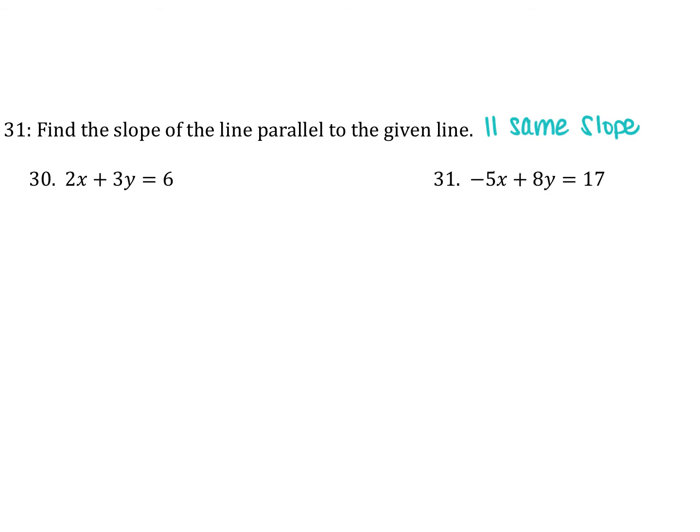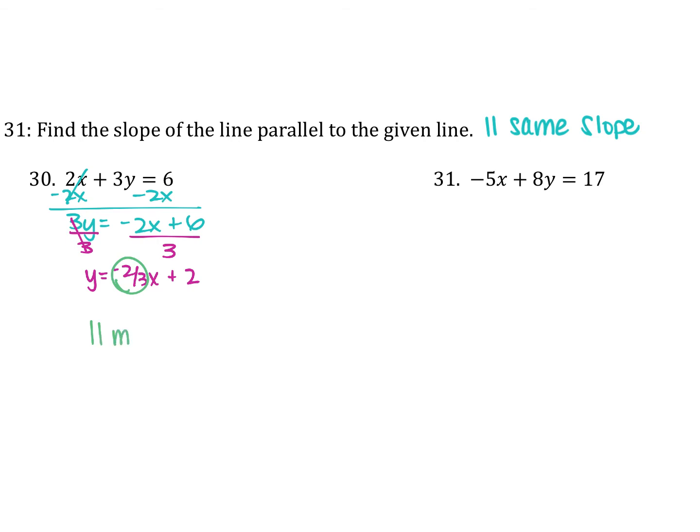For 30, you're given 2x plus 3y is equal to 6. You are going to start by subtracting that 2x from both sides. So that's 3y is equal to negative 2x plus 6. Then you divide each side by the 3. And that gives you y is equal to negative 2/3 x plus 2. Your slope from here is the part that's in front of the x. It's going to stay the same for the line that's parallel to this. So the parallel line's slope is equal to just negative 2/3.